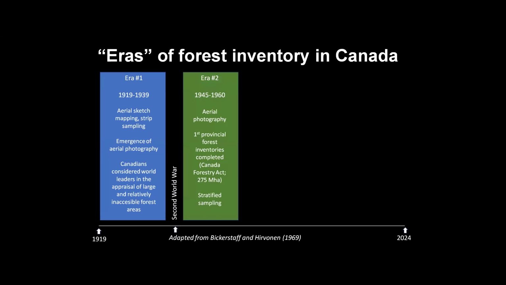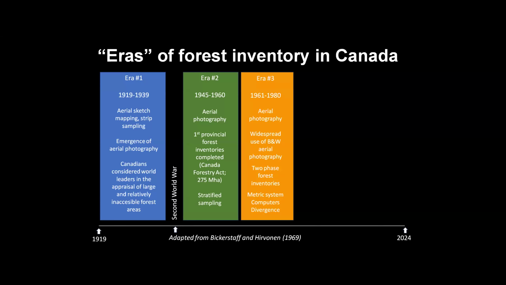Then after the Second World War, we enter a period marked by a lot of innovation in forest inventory. This is when aerial photography and stratified sampling really emerged. Many of our first provincial forest inventories were completed during this era through cost-sharing agreements with the federal government. Under the Canada Forestry Act, about 275 million hectares were completed, and these agreements set forth standards for how those inventories would be completed.